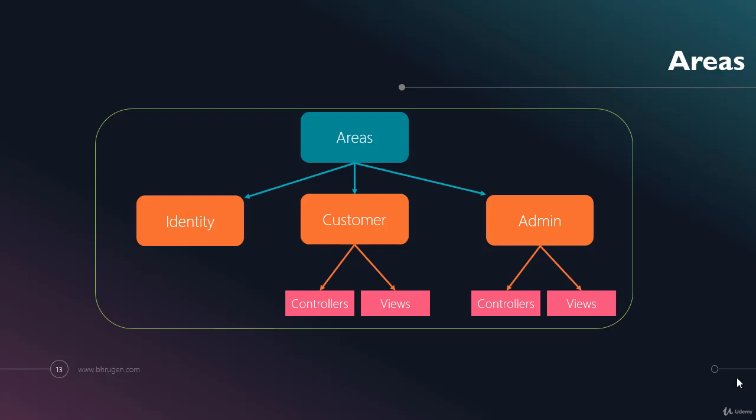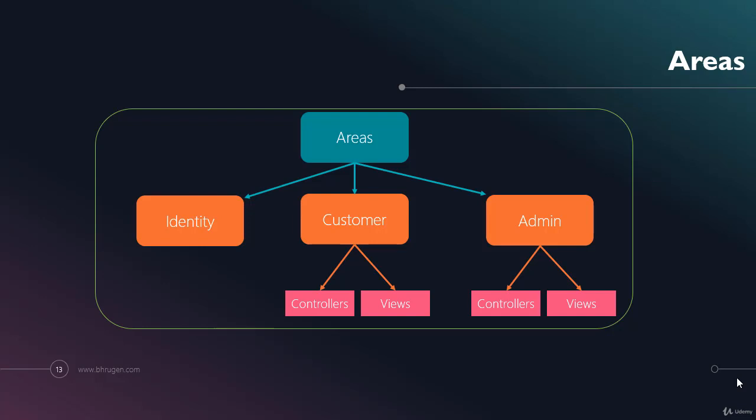So all of those admin functionalities, we could separate out inside the admin area. Now when we add areas, it is not specific that areas should be MVC only. Identity is a Razor class library. So that's why we can mix a Razor class library with our MVC application.